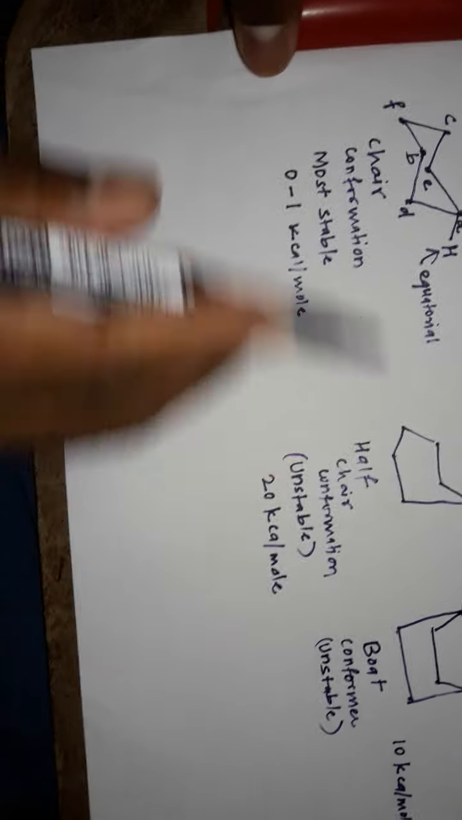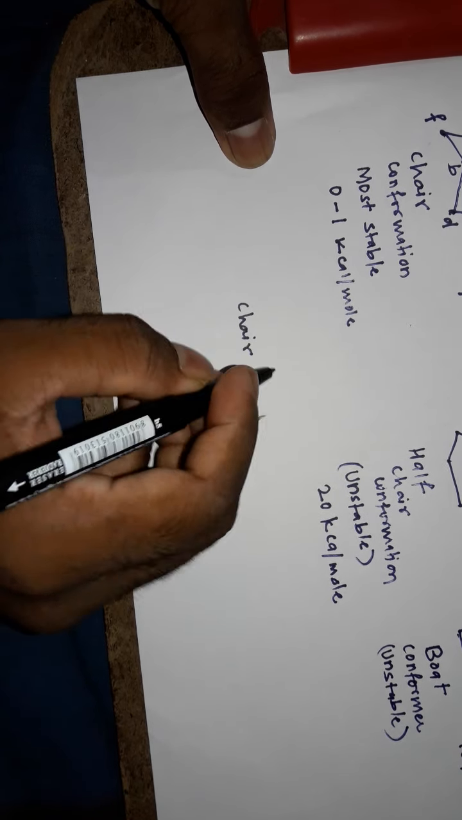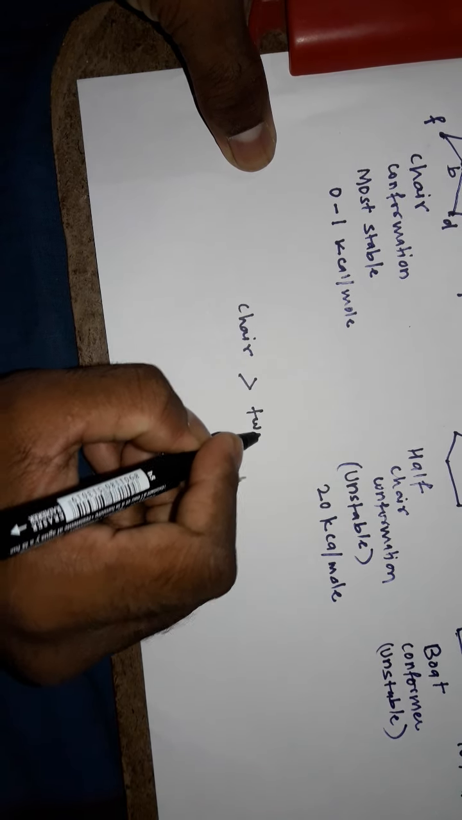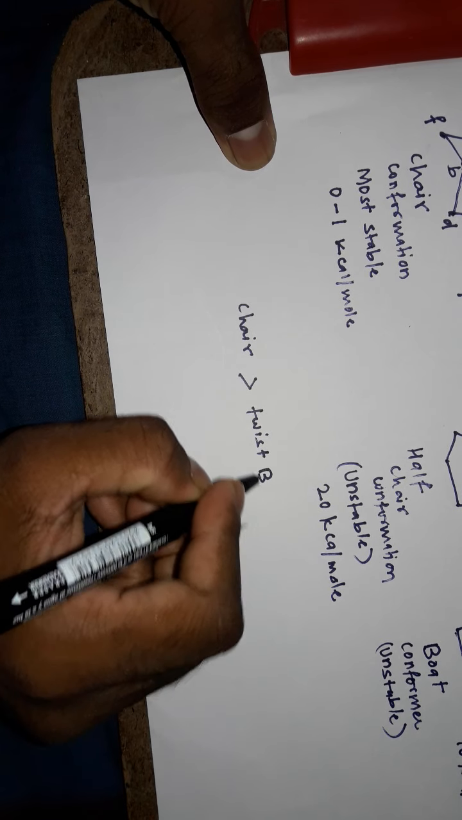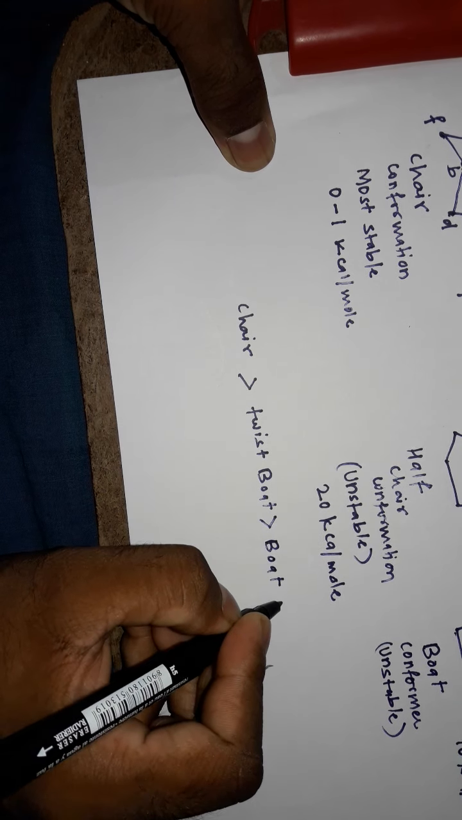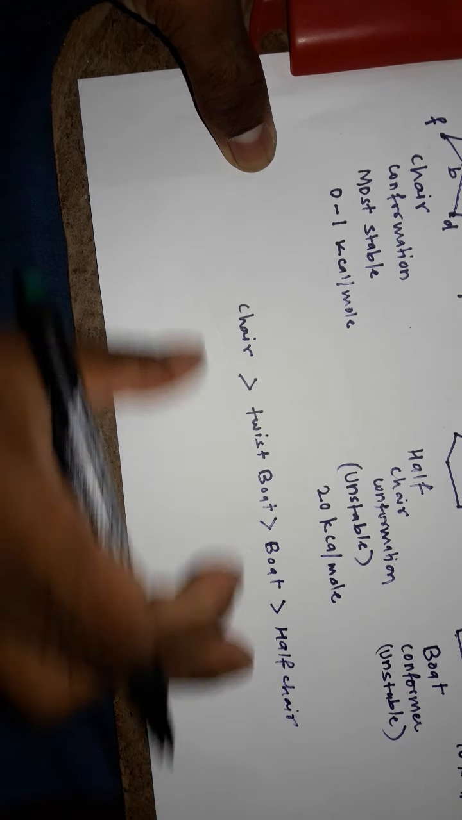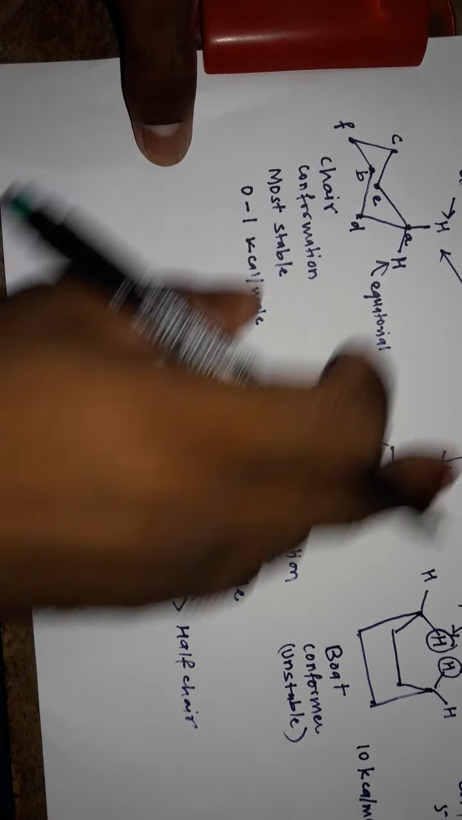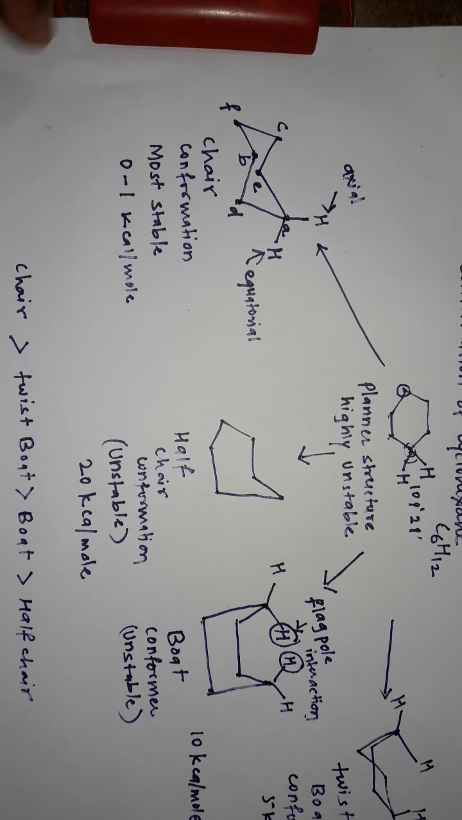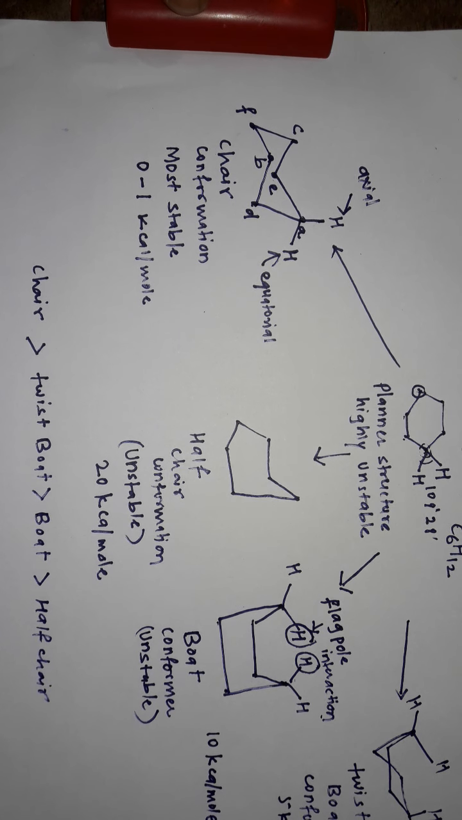If I want to write the stability order, chair is more stable than twist boat, twist boat is more stable than boat, boat is more stable than half chair, and of course all these four conformers are more stable than cyclohexane, because it is planar. So this is the stability order in case of conformation of cyclohexane.